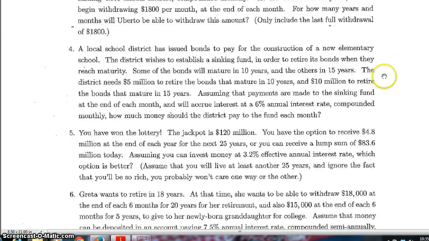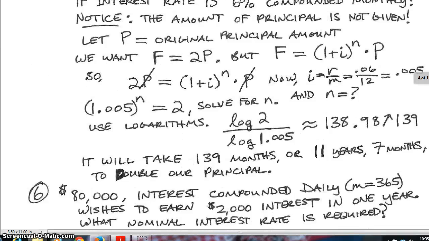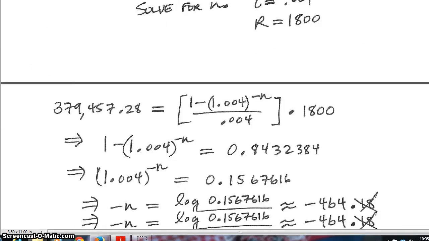Okay, what makes this problem a little more difficult than some of the other annuities problems we've done is there's two annuities, there's two payments that are due that we have to take back in time. So you have to look at them and put them together. So let's see here.